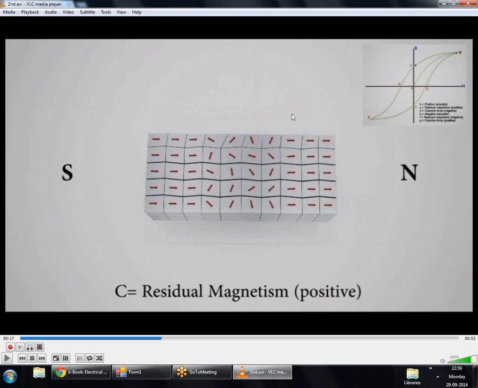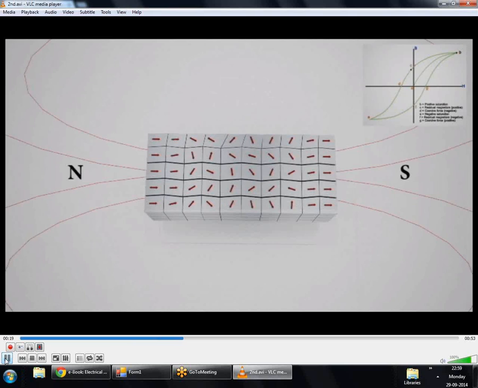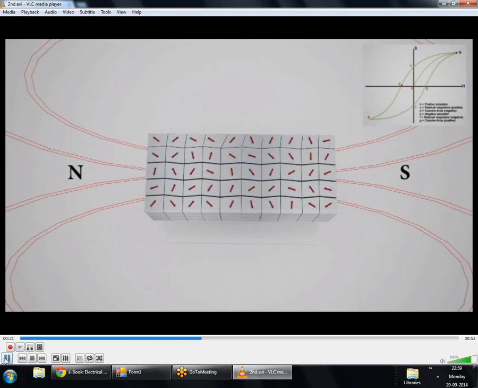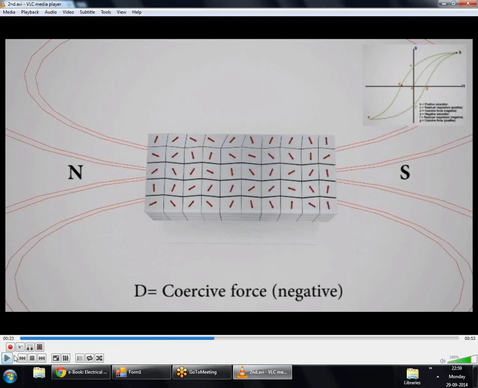Okay, now if you see here in this animation, we can see that the applied external magnetic field is 0. There is nothing present here, no external field, but the grains are still oriented in one direction. So this results in some residual magnetism.